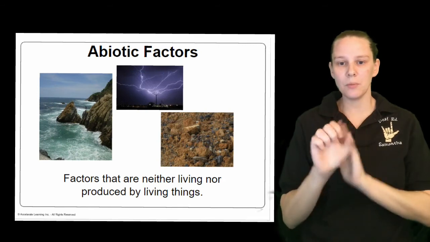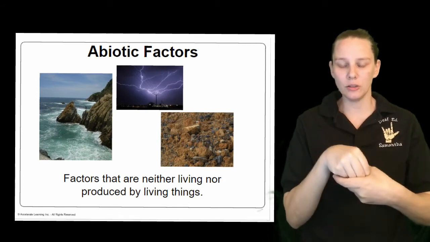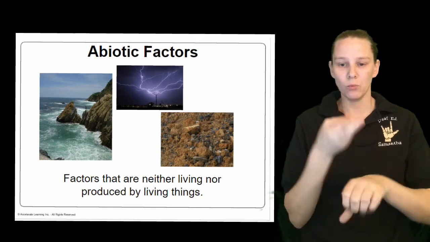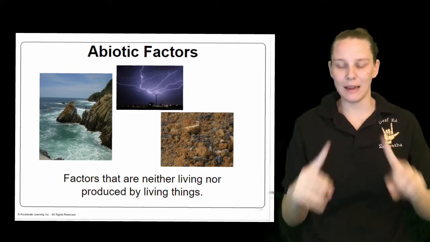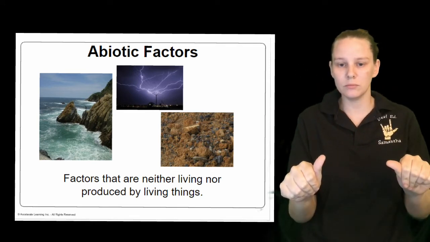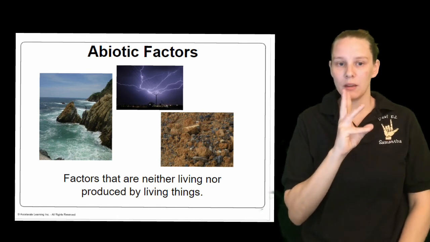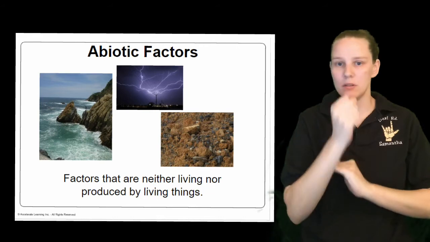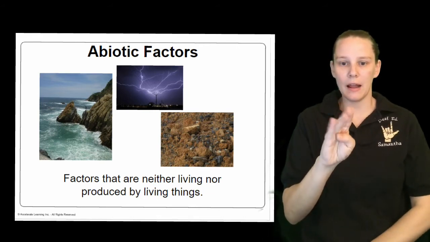So some examples of abiotic factors include rocks, the weather like lightning, soil, water. These are examples of non-living things called abiotic.